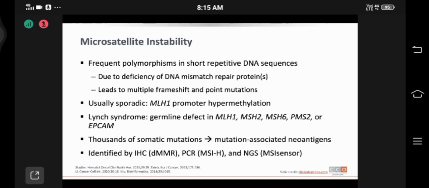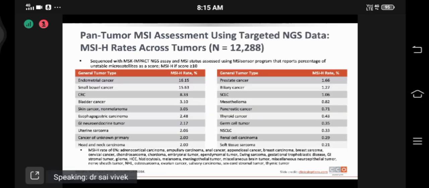Four particular proteins are tested by us in IHC, which is the simplest way to do it, but we can also test for microsatellite instability in the genes. All of us might be aware of MLH1, MSH2, MSH6, PMS2 or EpCAM, which constitute Lynch syndrome, and one of the most common reasons why MSI can be high. And these again are tumor agnostic.